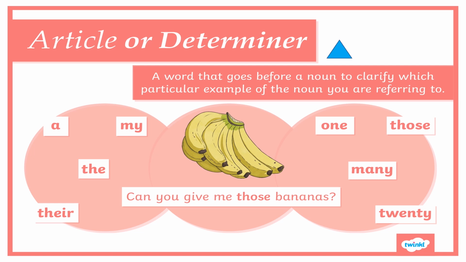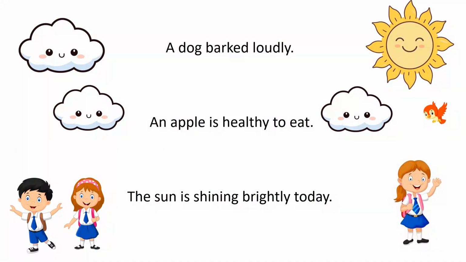Here's one example. Can you give me those bananas? So the article here is those. It usually comes before the noun. The noun is bananas. Here we have a few sentences that contain articles.